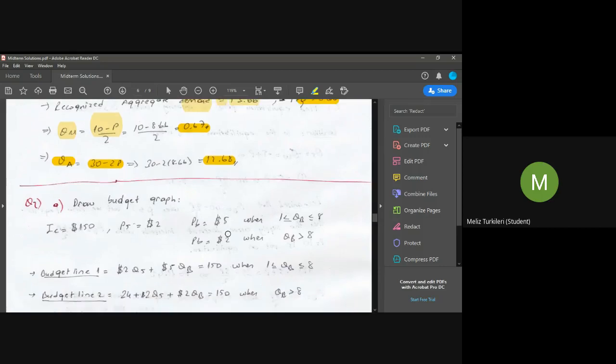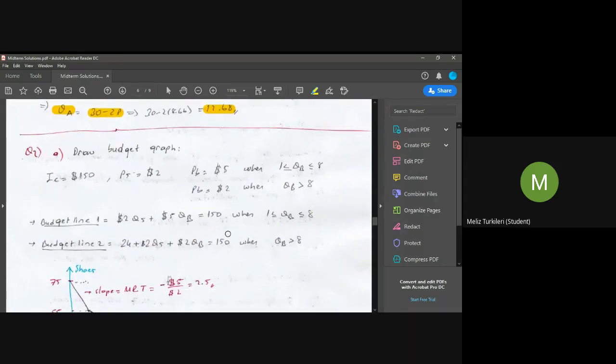Let's start with the A section. Okay. Find out the budget line, first budget line. When the quantity of bags is equal or lower than 8, we know that the price of the shoes is equal to 2. So we should multiply the price with the quantity demanded for shoes.